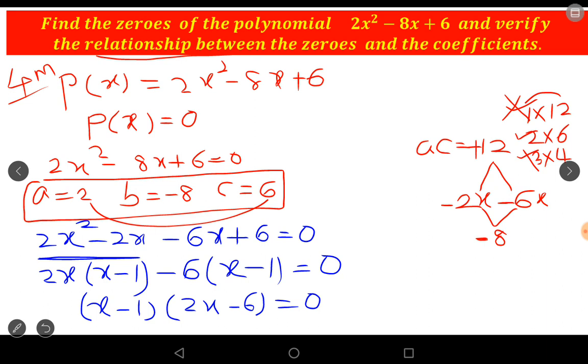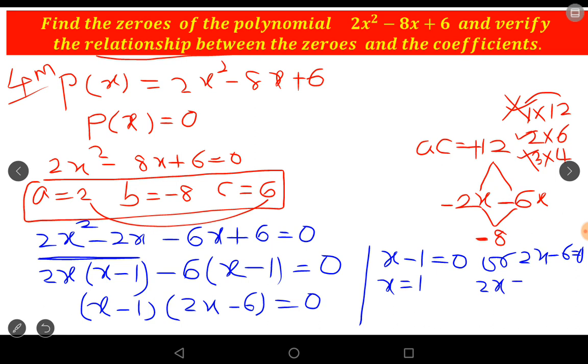So we know that the product of two numbers equal to 0, so the first factor equal to 0 or the second factor 2x minus 6 equal to 0. Okay, 2x minus 6 equal to 0, then 2x is equal to 6, x is equal to 6 by 2, equal to 3. So x is equal to 1 is one answer, x is equal to 3 is the other zero. So x is 1 is the alpha, x is equal to 3 is the beta. So alpha is equal to 1, beta is equal to 3. These are the zeros of the polynomial.